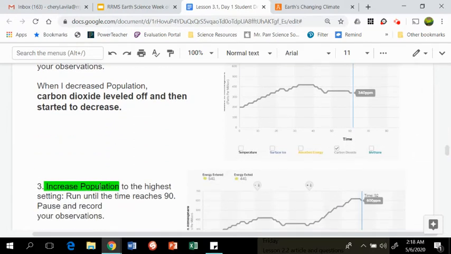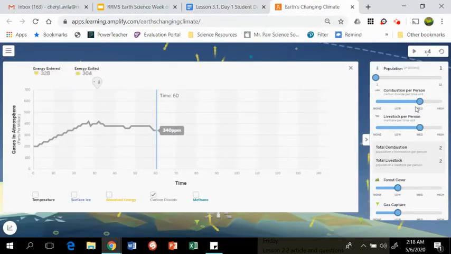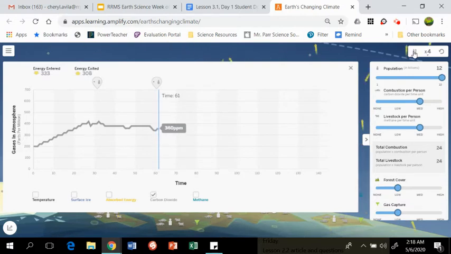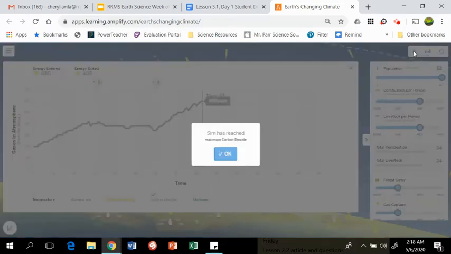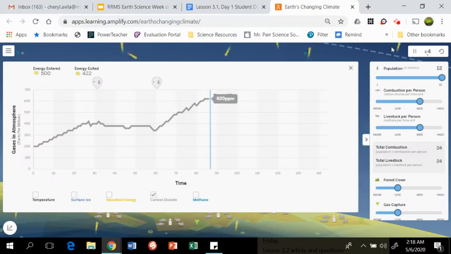So next, I'm going to increase population to the highest setting, and I'm going to let it run for 30 seconds. So highest setting would be about 12 billion people. I'm going to let it run for 30 seconds. This is more people on Earth. What's going to happen to the carbon dioxide?